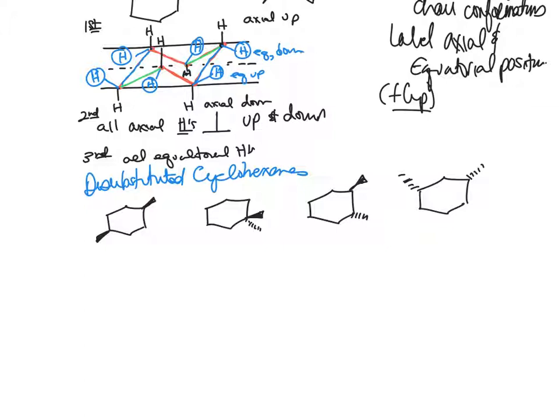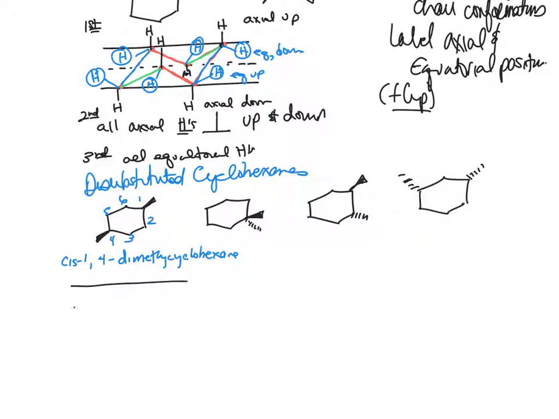So here we have, let's go ahead and name this. This is 1,4-dimethylcyclohexane. Now, is that correct? Well, we have to do cis and trans, just like we do with double bonds. So these methyls are both above the ring. They're coming at you. So this is a cis-1,4-dimethylcyclohexane.